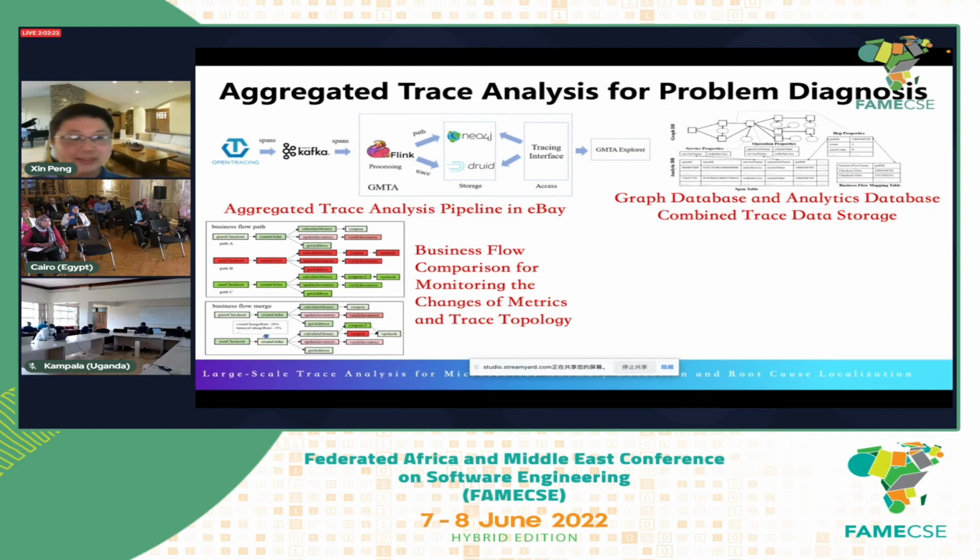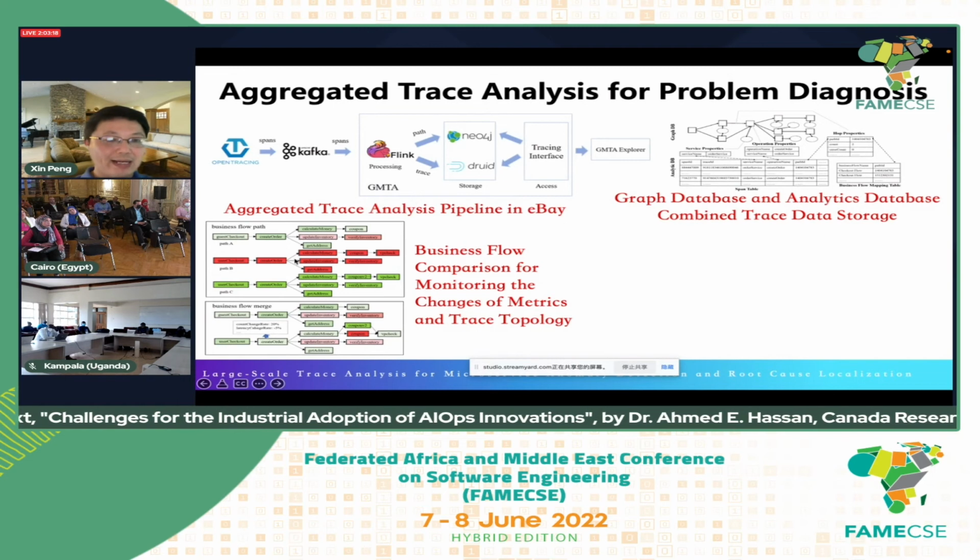Here we give some examples for the trace analysis. In this work, the tool is presented as a visualization tool for the engineers. For example, the engineers can compare the business flows for monitoring the changes of metrics in the trace topology. For example, in the top figure here, you can see there are green and red boxes. The red boxes mean that some quality metrics are getting worse. The green boxes mean that the metrics are getting better and better. So in this way, we can see that maybe you should notice these parts, because the metrics in the services of this trace are all red.